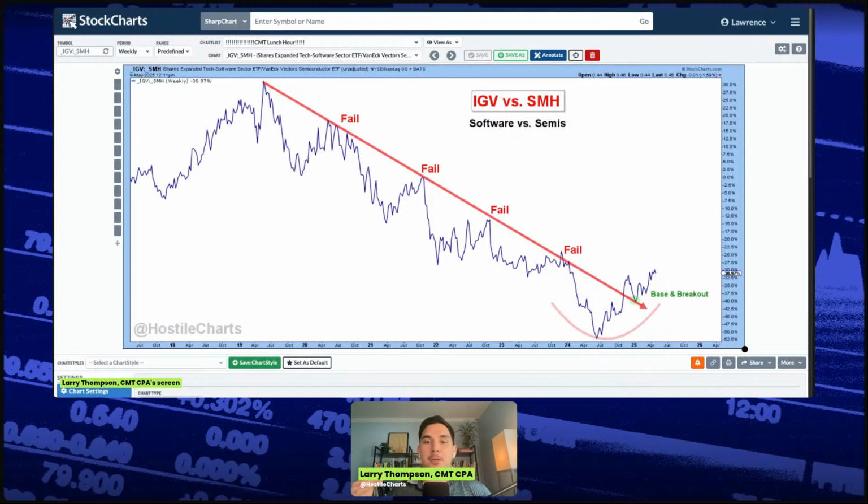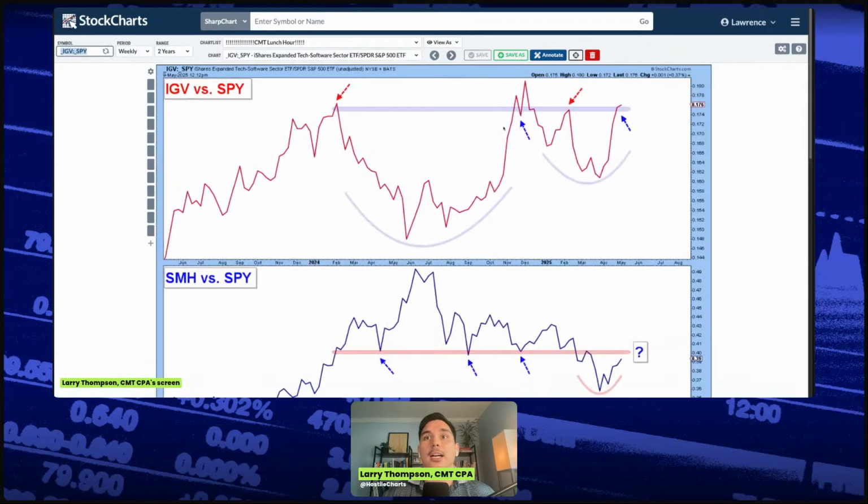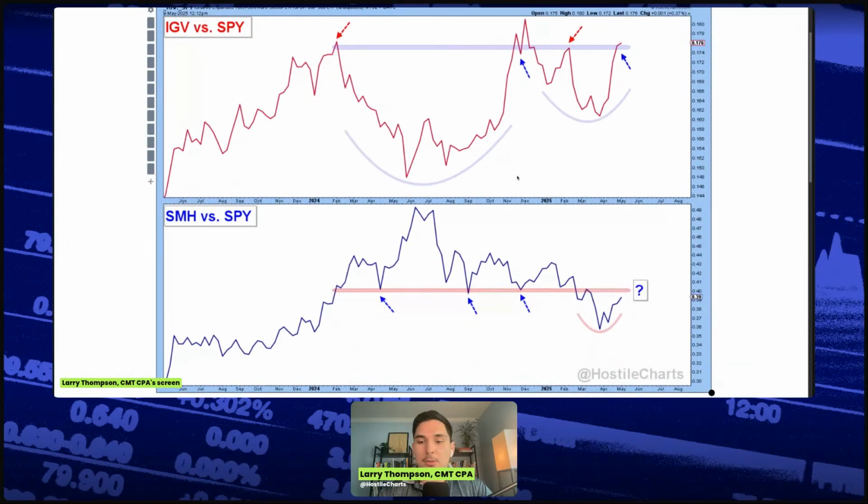And I think as people continue to do analysis around semis, I think they're missing the boat when it comes to software, because software is now actually the largest component sub-industry group of the S&P 500. So it technically matters more than semis. And I think that's what this chart is highlighting.